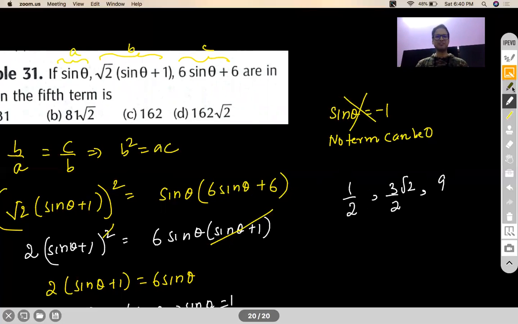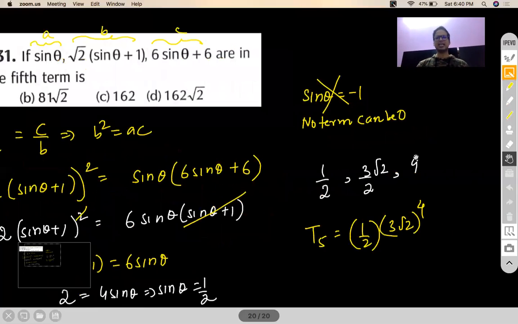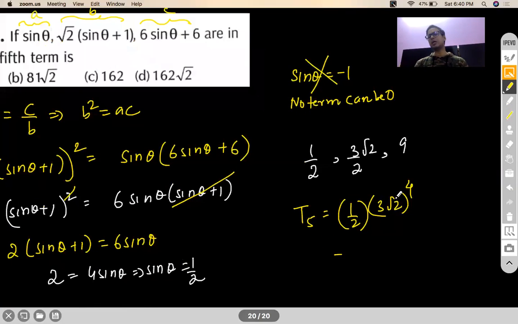First term is half. So they're asking us the fifth term. So fifth term is this 3 root 2 to the power of 4. That will be your answer. And I think this is going to give you 3 to the power 4, which is going to be 81. And this is going to be 2 into 2 divided by 2. Answer is 162, option number C.